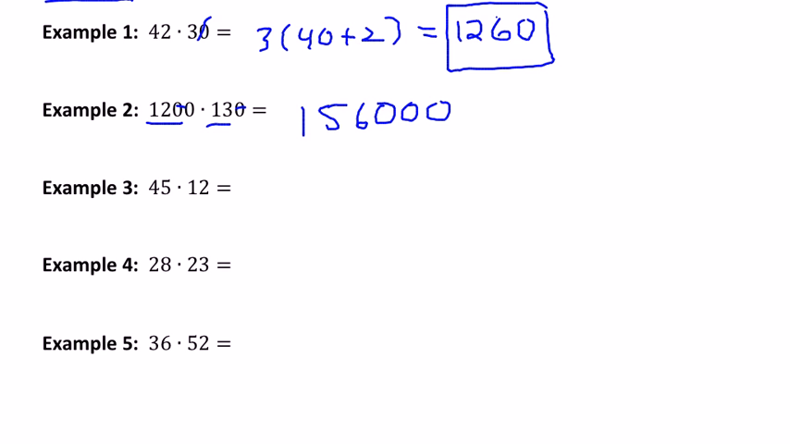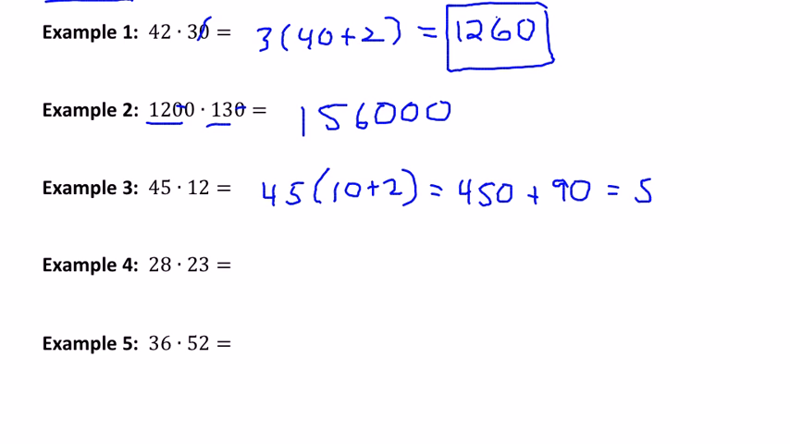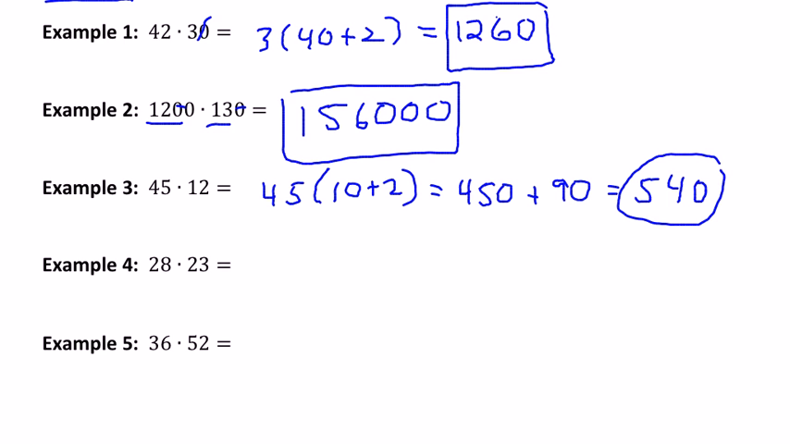Example 3 is a good application of the distributive property because we can do 45 times 10 plus 2. 45 times 10 is just 450. 45 times 2 is just 90, which you can do as 45 plus 45, so it's 540. Again, I'm writing this out, but you should be thinking about how you could do this in your head or maybe with just a little bit of writing.